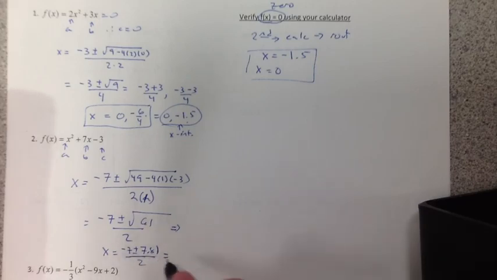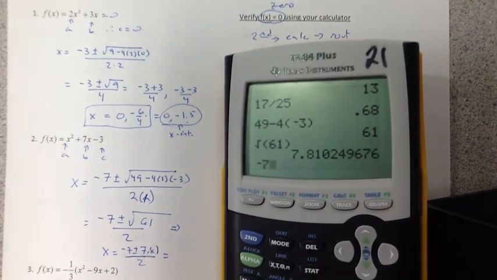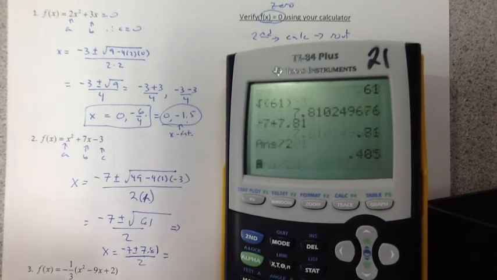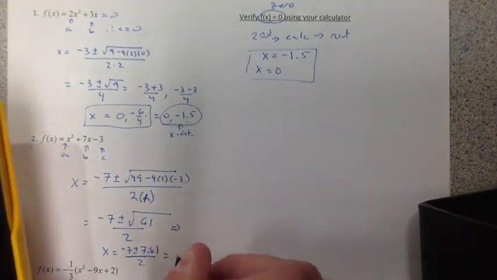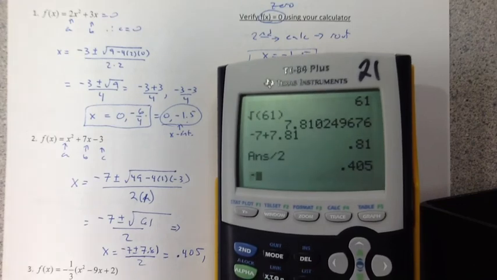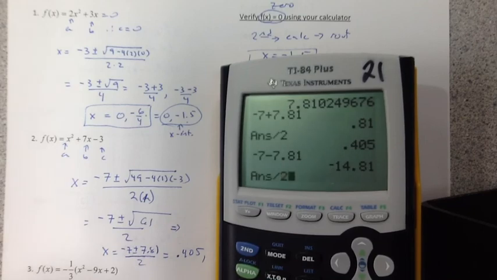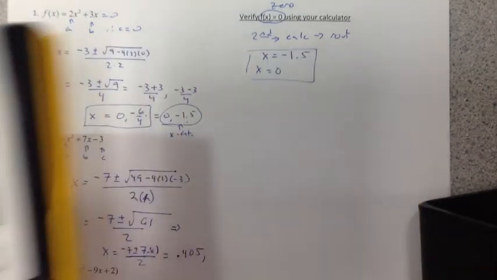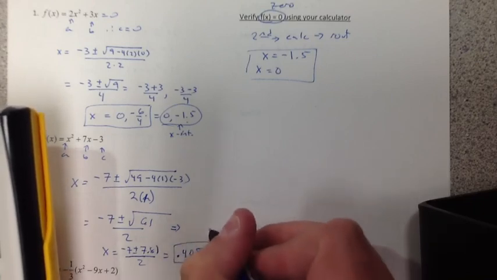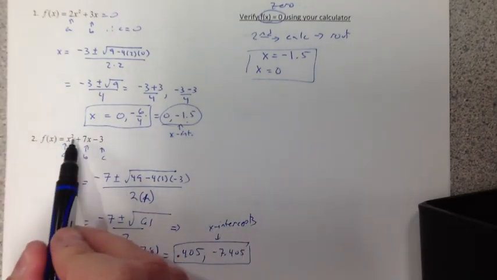And I'm going to write those out. So my first one says take negative 7, add 7.81, and divide that by 2. And I get 0.405. Or I'm going to take that negative 7, subtract 7.81, and divide by 2. And now I get negative 7.405. Those are my two x-intercepts.